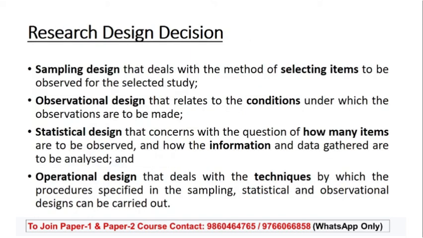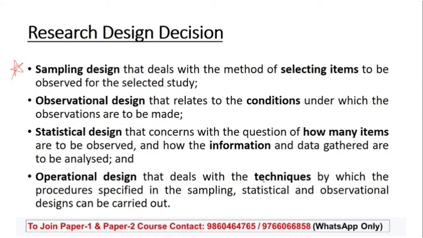If it is sampling design, it is specifically under research design, and it is only about sampling. So it tells about the methods of selecting the items. What type of sampling design have you followed in your research? If it is observational design, it talks about conditions under which the observations are made. If it is statistical design, it covers what type of information is gathered, analyzed and studied.